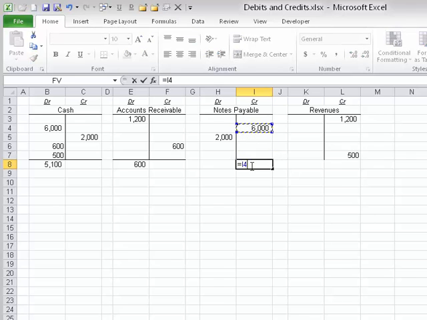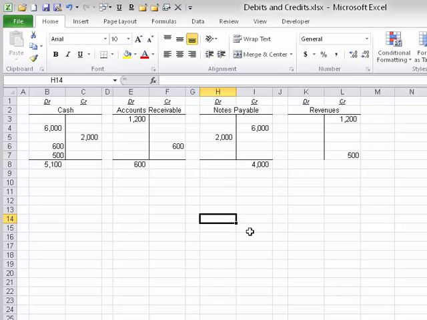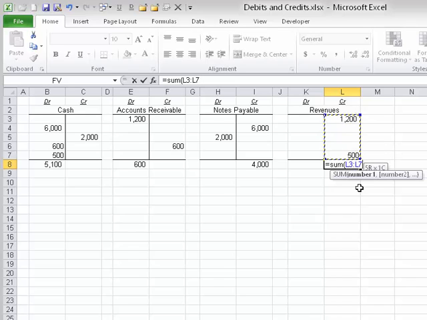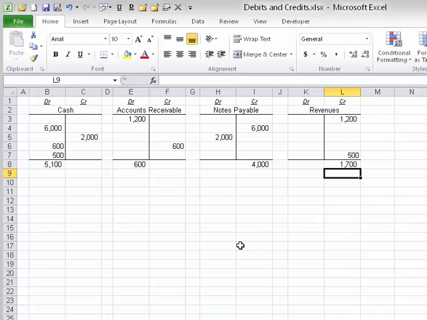Well, the credits were $6,000. $2,000 of the note was paid back. Again, I'll just draw two lines here. I've got a $4,000 balance. My revenues, I did two tax returns. So if I sum that, I get $1,700. Well, let's see if our assets equal our liabilities. Excuse me. Let's make sure our assets equal our liabilities plus equity, and let's also make sure our debits equal our credits. Okay?